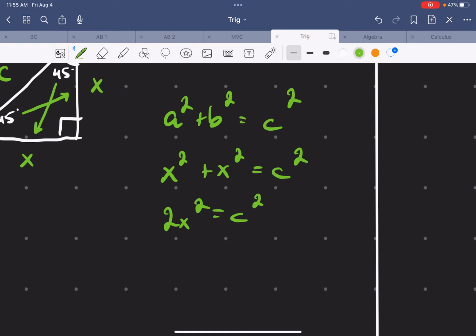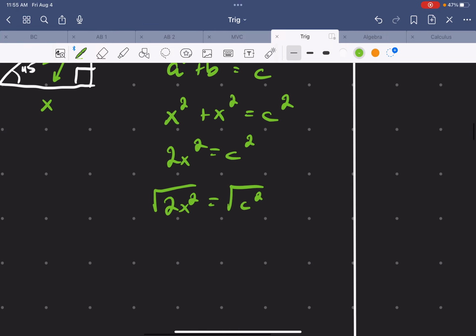Now I really don't care about c squared, I want to find c itself. So I'm going to take the square root of both sides. The square root of 2x squared is equal to the square root of c squared. If I take the square root of c squared, that's going to give me just c by itself. Technically, if you take the square root of both sides, you need to put a plus or minus on the other side there, because if you square a positive or you square a negative number, it's going to give you that positive term. However, since these values are the distances or the lengths of a triangle, and you can't have negative lengths on a triangle, we can actually just ignore the plus or minus. So I'm just going to erase that.